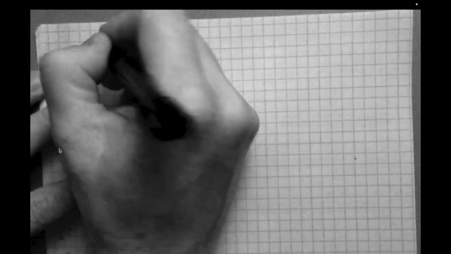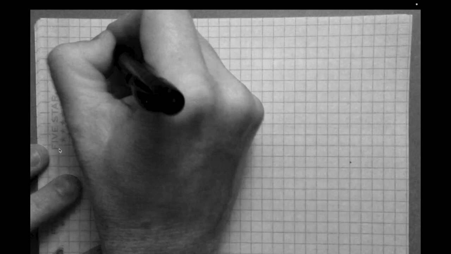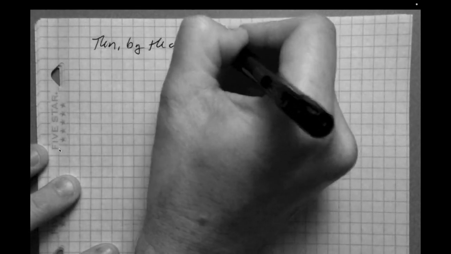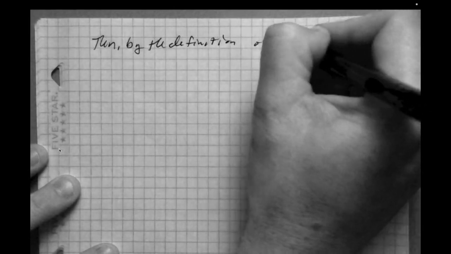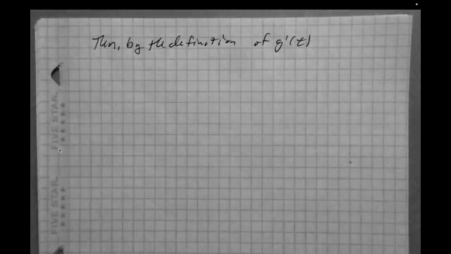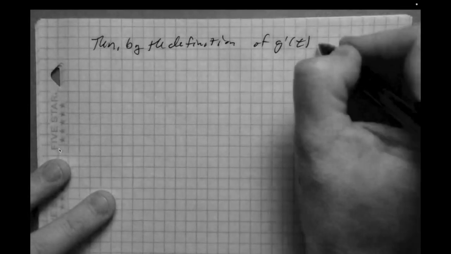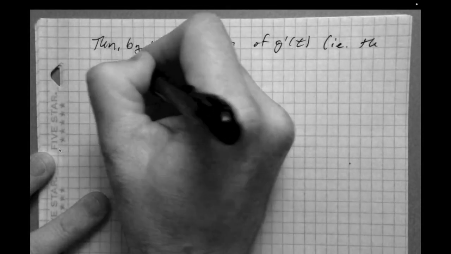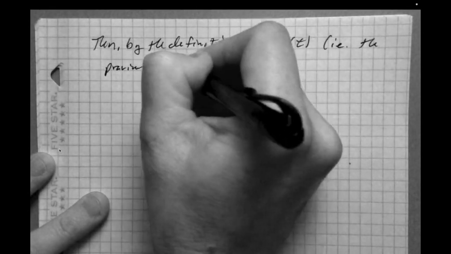Okay, let me flip pages here. Okay. And what we can say also is, by the definition of g prime of t, i.e., the previous definition.